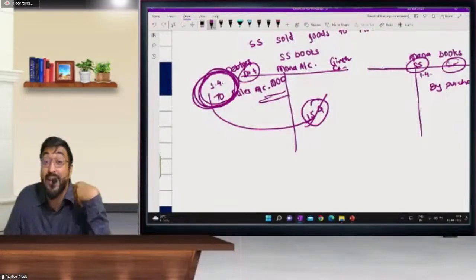15 दिन को बोलते हैं क्रेडिट पीरियड. What is it called as, 15 days. That period I am giving to Mona ma'am is called as credit period.